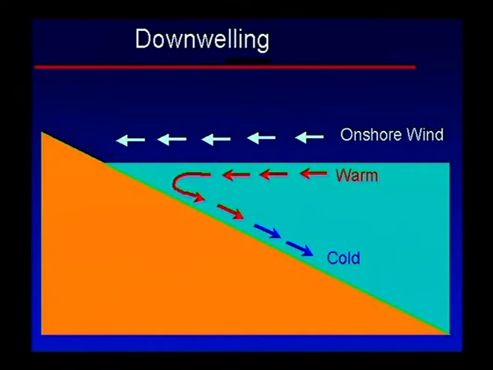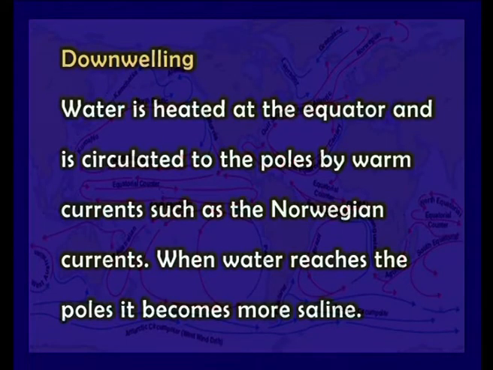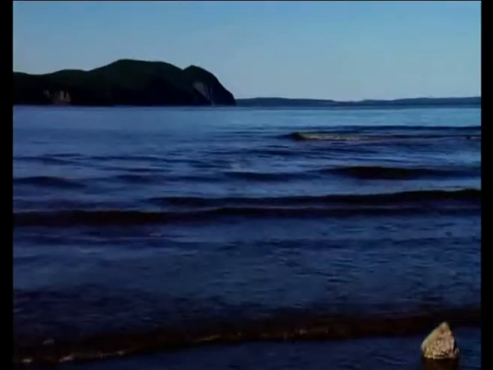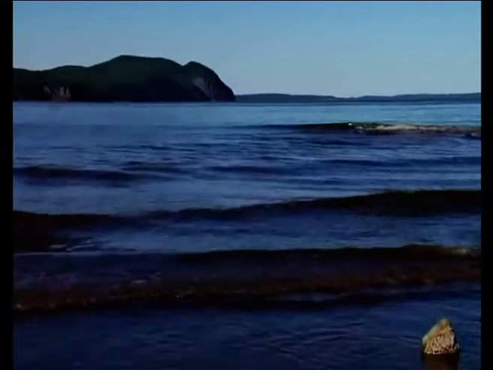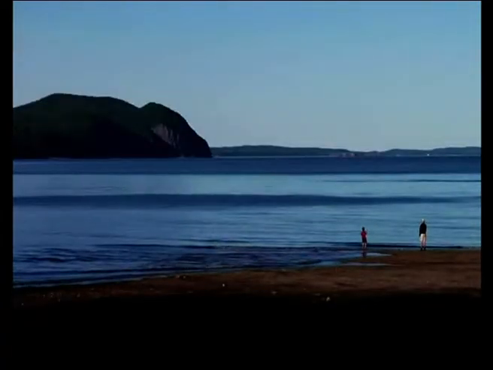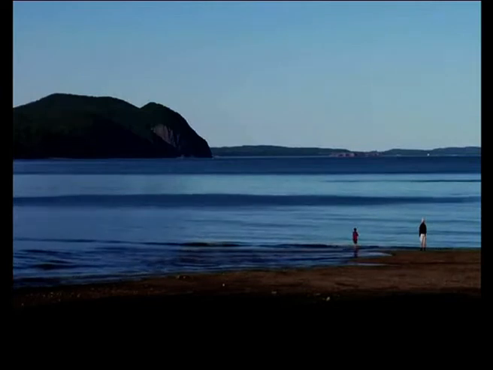Then coming to downwelling, water is heated at the equator and is circulated to the poles by warm currents such as Norwegian currents. When water reaches the poles, it becomes more saline, as fresh water tends to become ice more readily than saline water. The excluded salt mixes with the already saline tropical water and sinks due to increase in density. This water is void of nutrients and hence there is not much productivity in these regions.